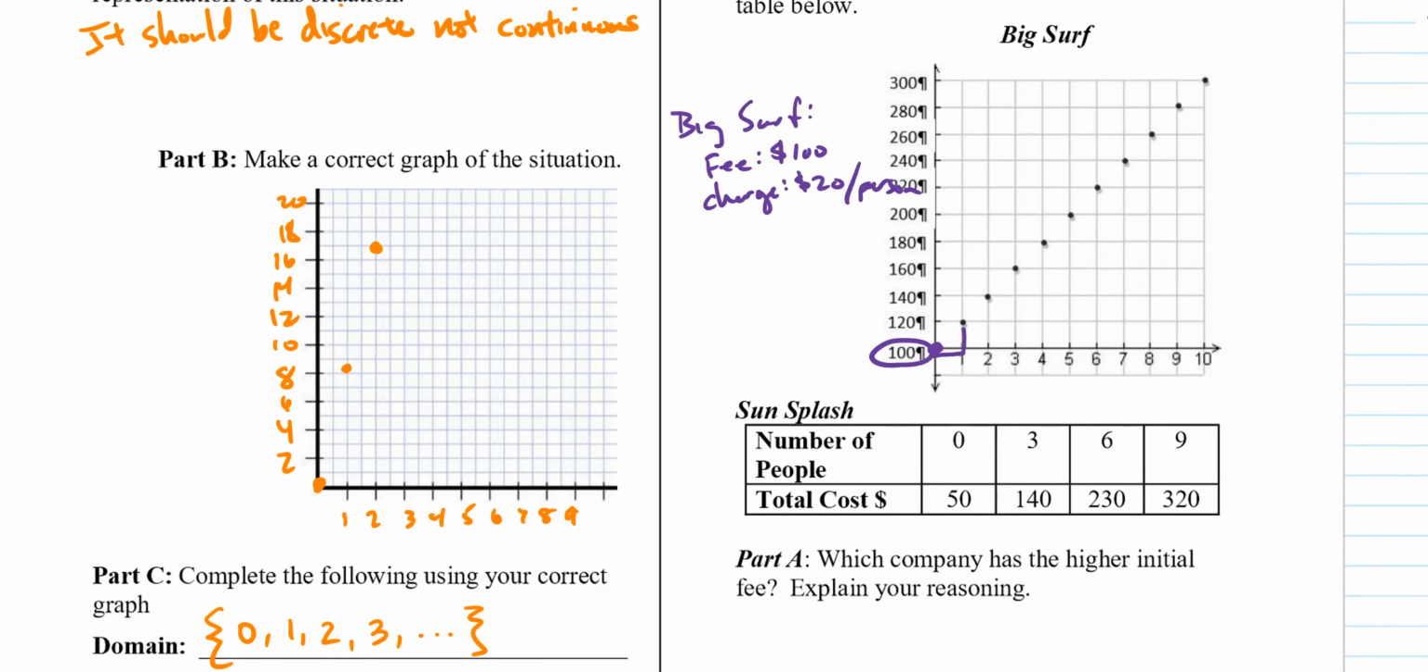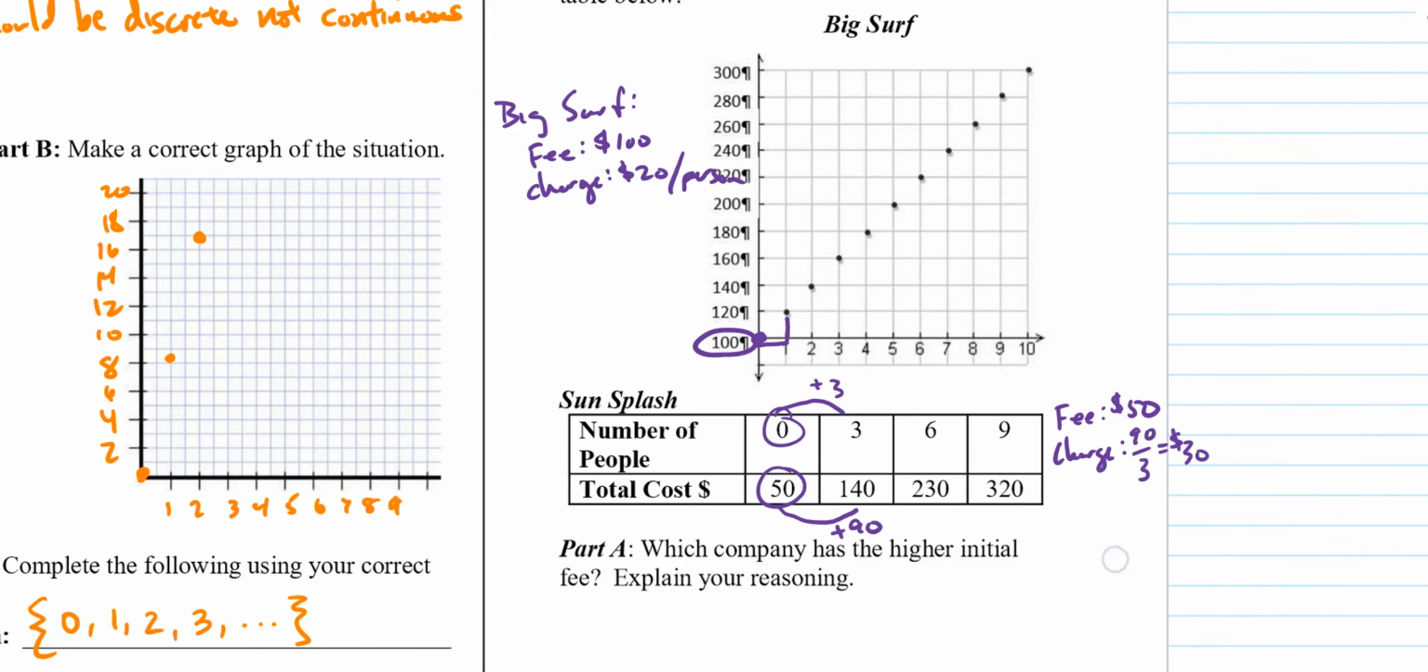Sunsplash, on the other hand, if no people go, you're still paying $50. So that means that Sunsplash, the fee is 50. And let's see what the charge is. Well, the charge is going to be like the slope. So my cost went from 50 to 140. So that's a change of 90. And the number of people went from 0 to 3. So that's a change of 3. So if it's 90 over 3, $90 for 3 people, that's going to be $30 per person. So it looks like we have everything that we might need for this problem.